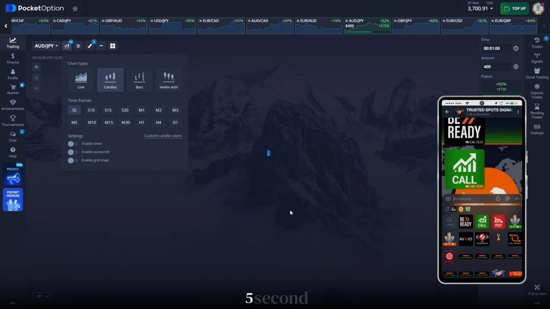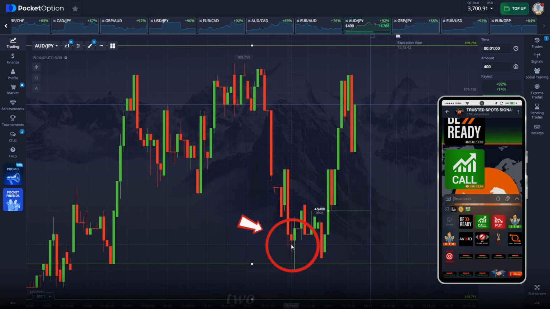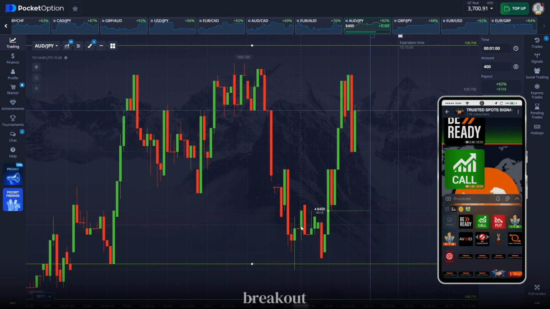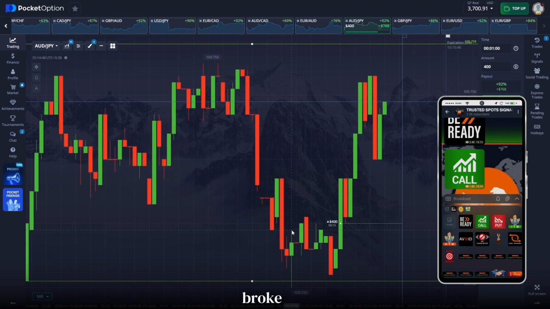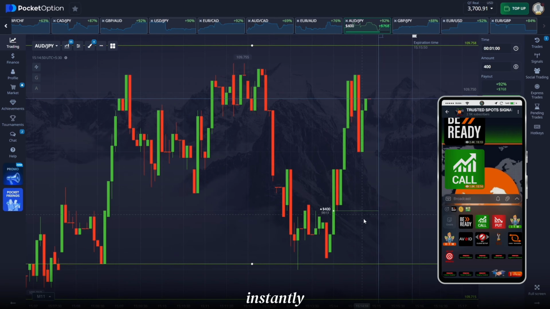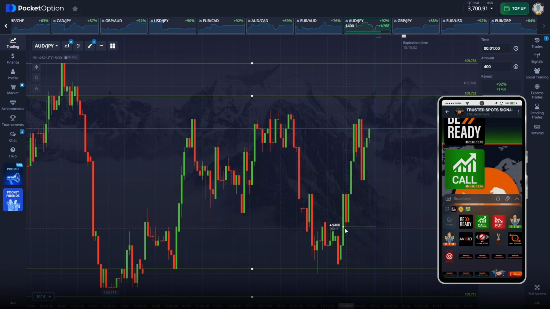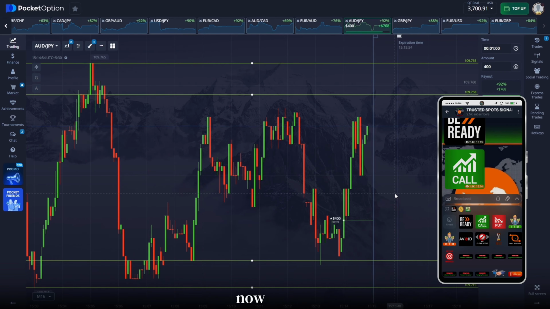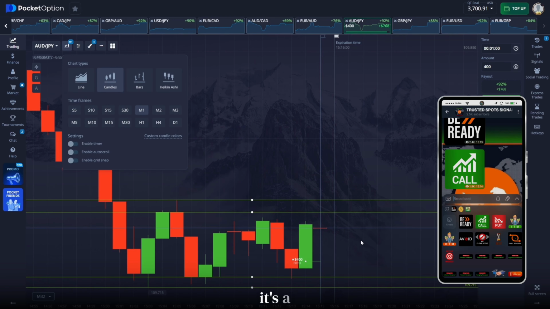When I open the 5-second chart, I see these two candles. These are sweep candles, and we also have this breakout candle which broke the recent resistance. So I instantly placed my trade in this position, and right now we are running in profit and we will book profit easily on this trade. It's a simple trade setup.